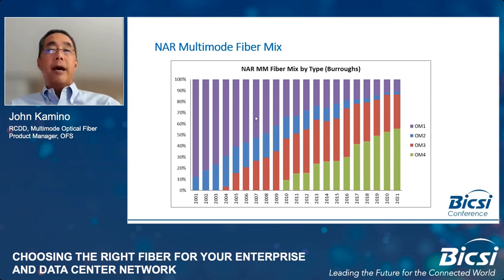We move all the way now to 2021, and you can see that now we're at nearly 90% OM3 and OM4 fiber, and only 10% of the fiber is a combination of OM1 and a very small amount of OM2 fiber. So it's almost a mirror image of what started in 2001 and where we are now in 2021.